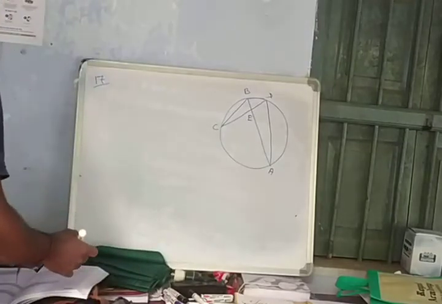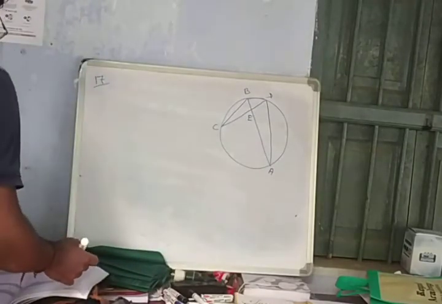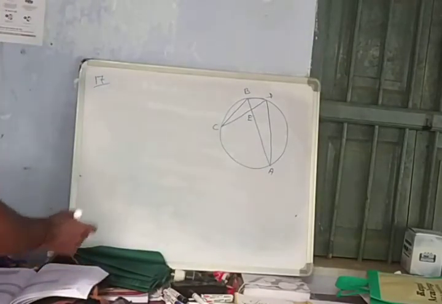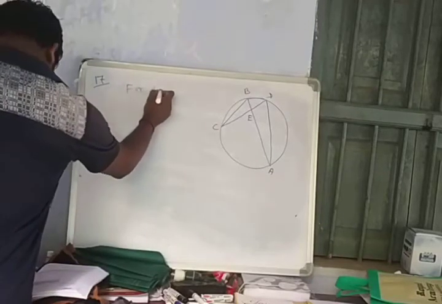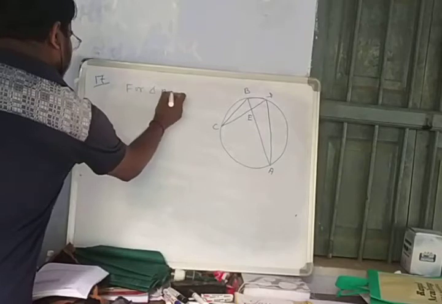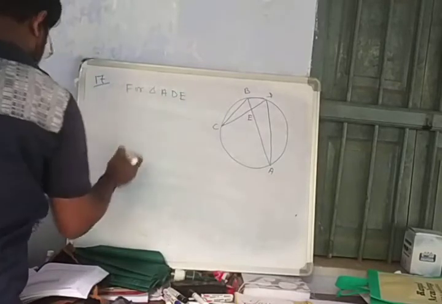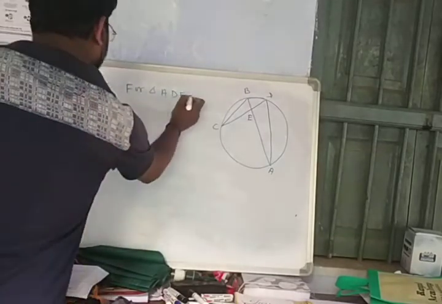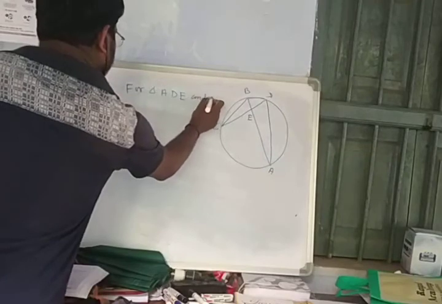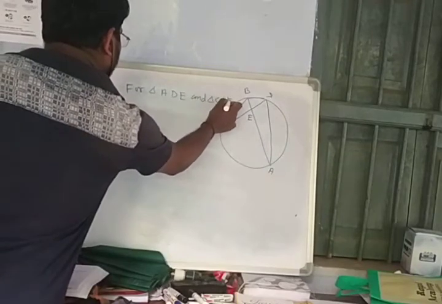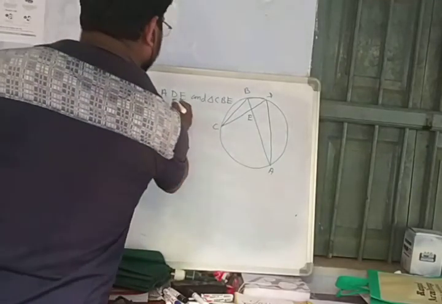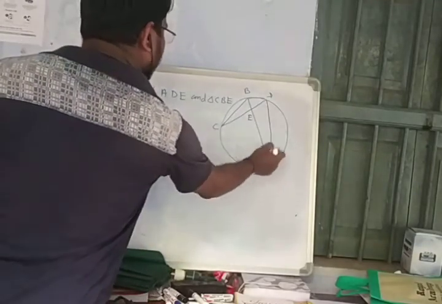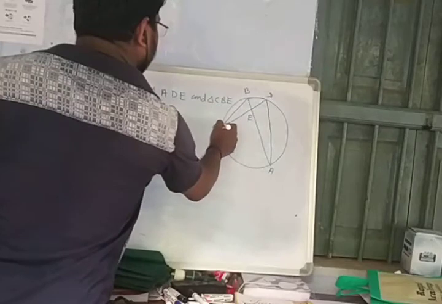In the figure given below, chords AB and CD of a circle intersect at E. Prove that these two triangles are similar: triangle ABE, you have to prove similar from the similarity chapter, and triangle CBE. Okay, ADE and CBE.